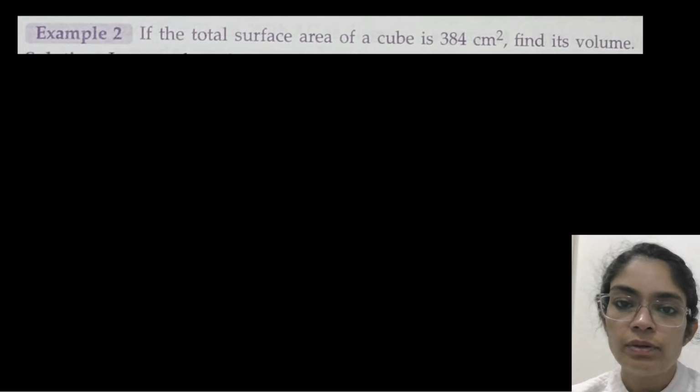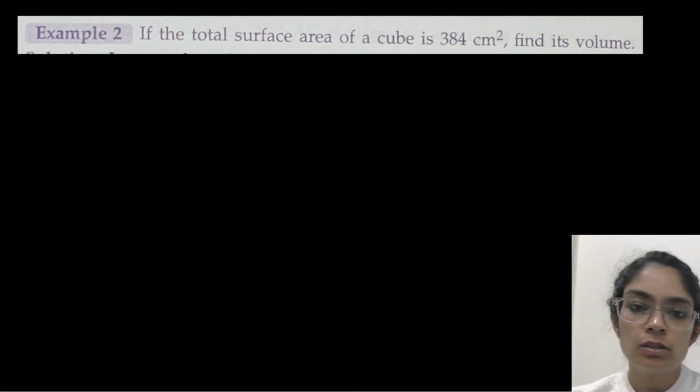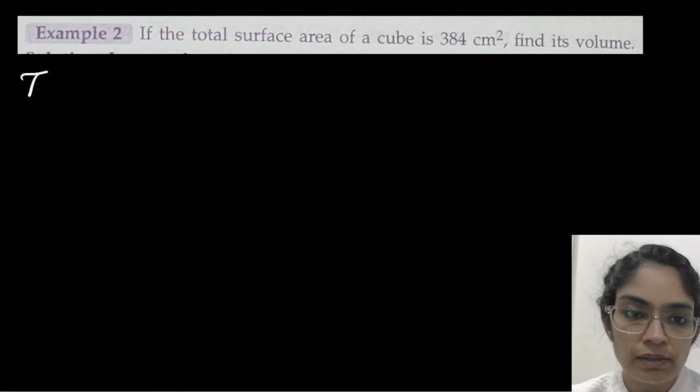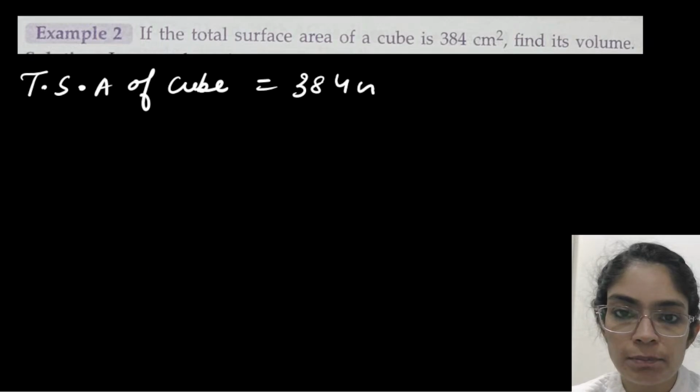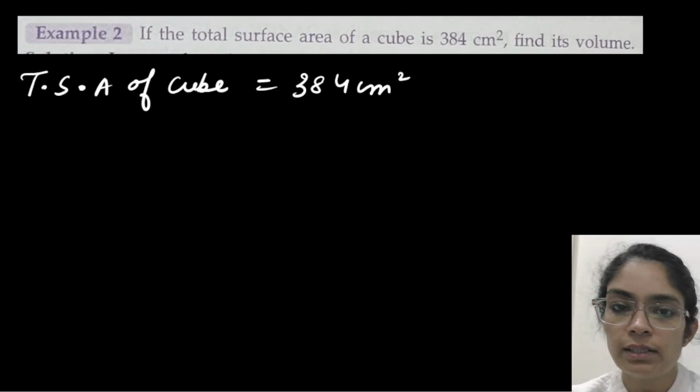Total surface area of a cube. Total surface area means the cube's surface area is given to us. So I'll write it. This type of question we did in MCQs also. Total surface area of the cube is 384 centimeter square. We have to find its volume.